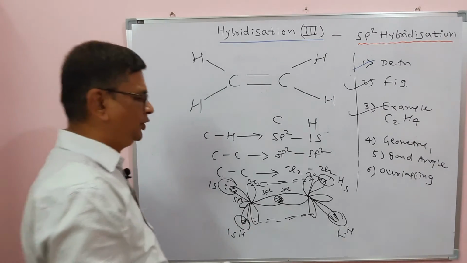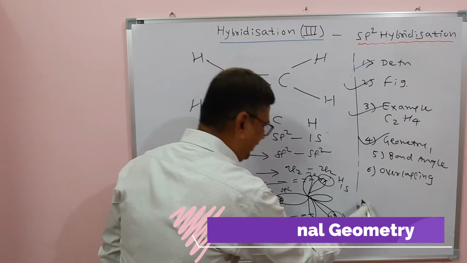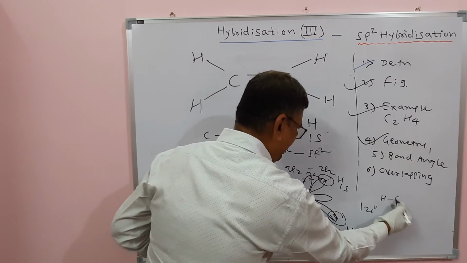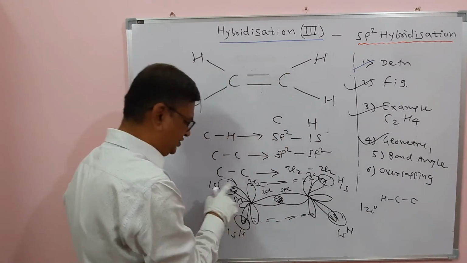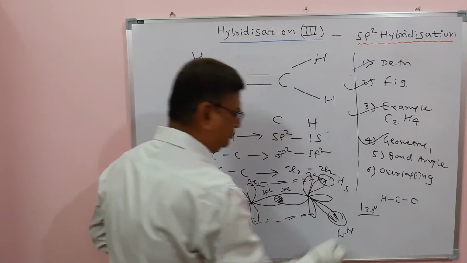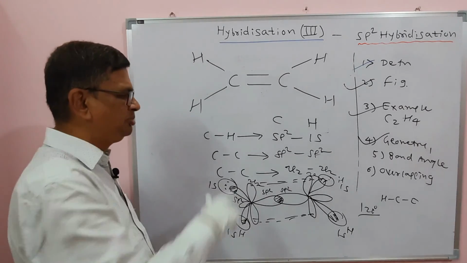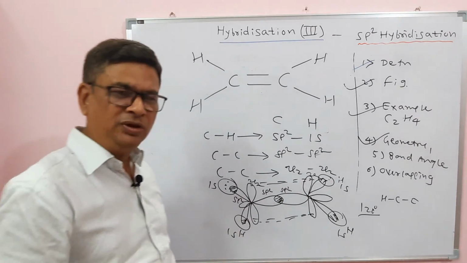Then the geometry of the molecule is trigonal, with a bond angle of 120 degrees. Which bond angle? Both the HCC and the HCH bond angles are 120 degrees, and the overlapping is already explained here. So this is trigonal geometry.